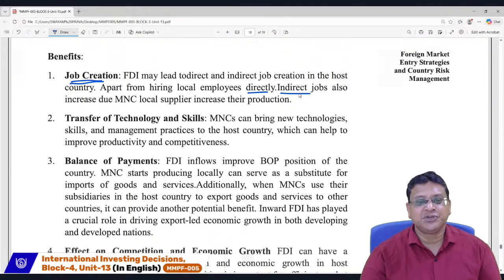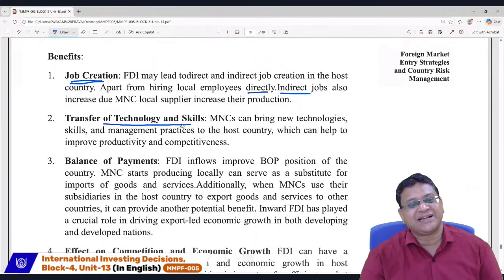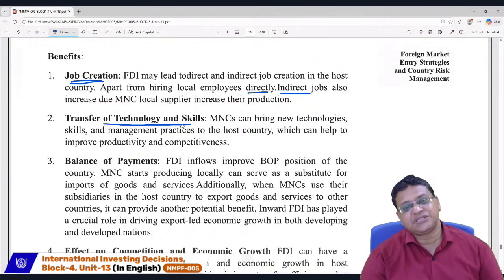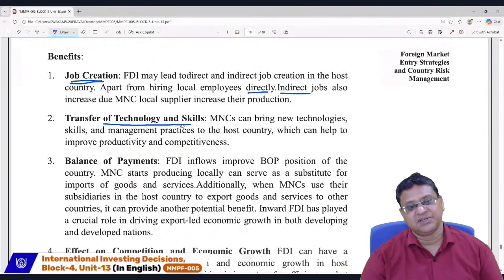When FDI comes into a country, it brings technology and skills. So there will be transfer of technology and skills. This is the second benefit of FDI to a host country. MNCs can bring new technology and new management practices to the host country. When Japanese firms enter the US market, they bring new management techniques like just in time, Six Sigma, and Kaizen practices to US markets. There will be transfer of technology and skill.